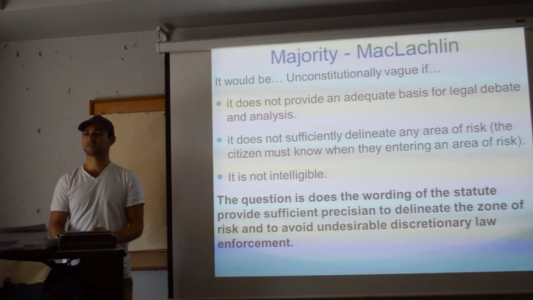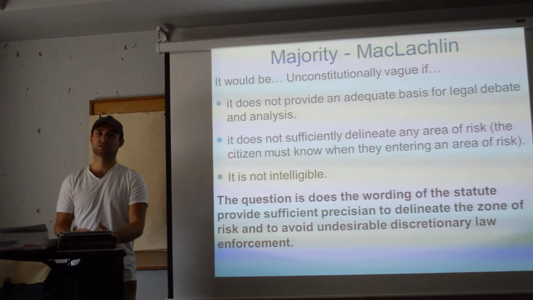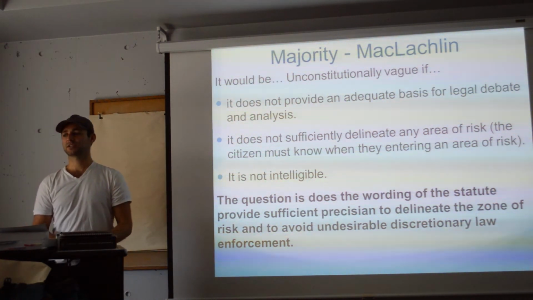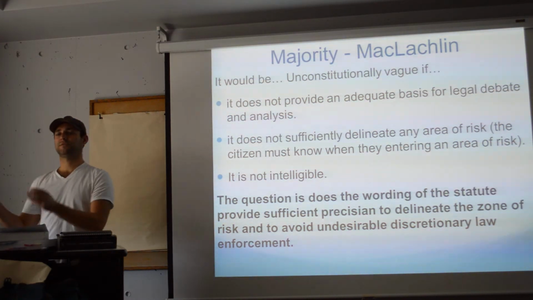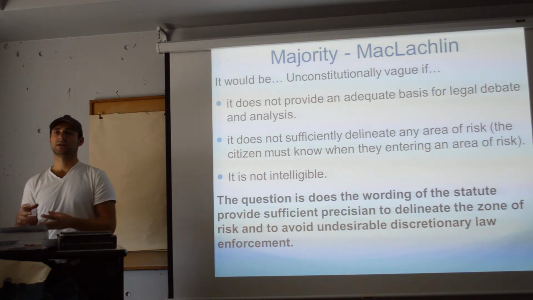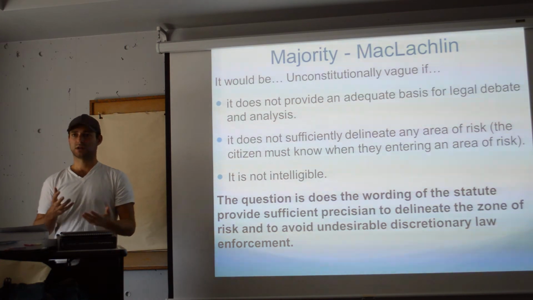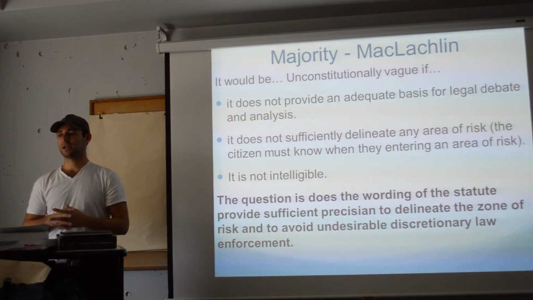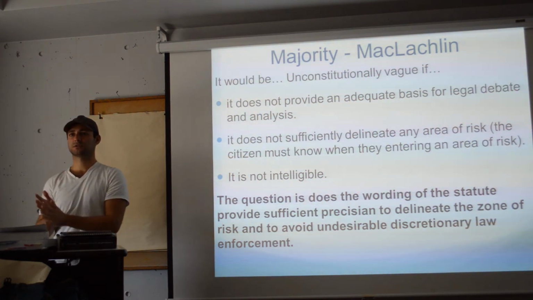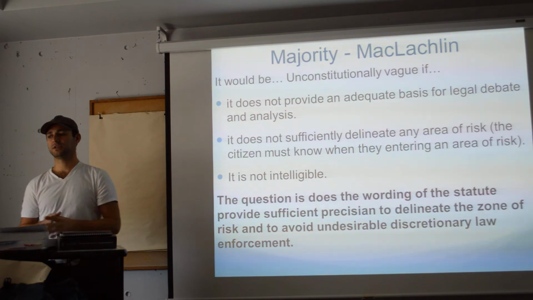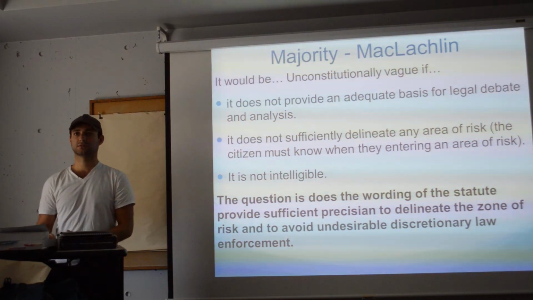And the majority decided it would not be unconstitutionally vague. So this is the test for unconstitutionally vague: if it does not provide an adequate basis for legal debate and analysis. Looking forward, is this law going to provide the precision that we need in order to have good legal debate around it? And it has to sufficiently delineate the areas of risk. So there needs to be some certainty around when you're approaching the risk zone of being charged with a criminal act.